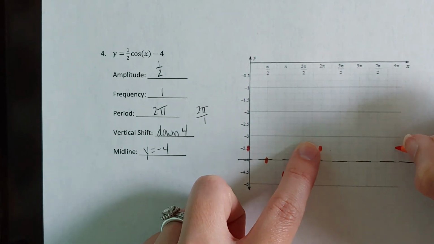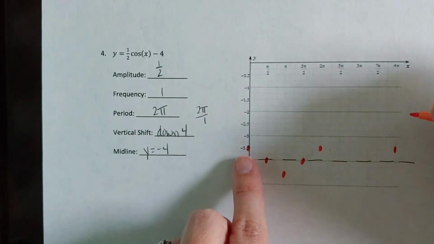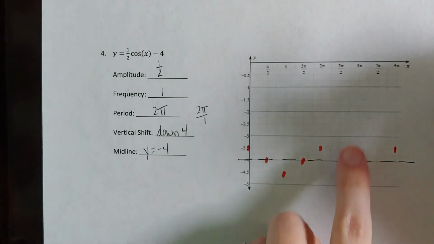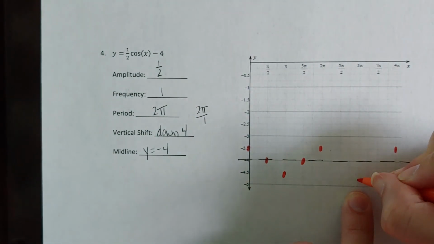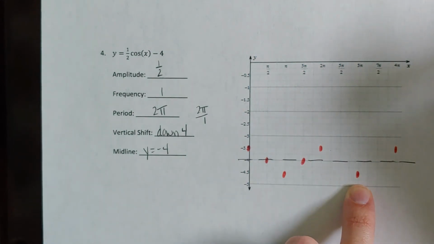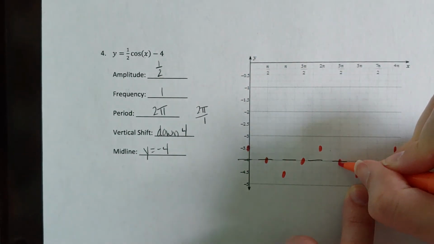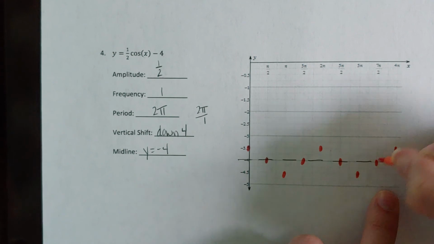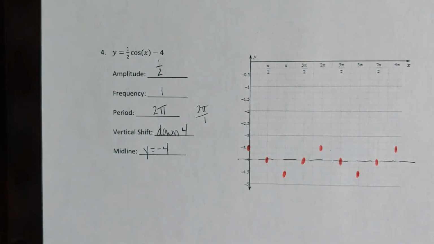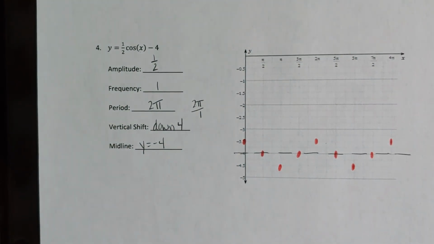So here at 4 pi, it's going to be up at its high point, which we already know is -3.5. Here at 3 pi, it's going to be down at its low point, which is -4.5. Then here at 5 pi over 2 and at 7 pi over 2, it's going to cross. So your dots should look really evenly spaced out.